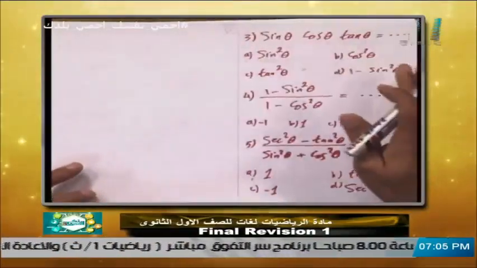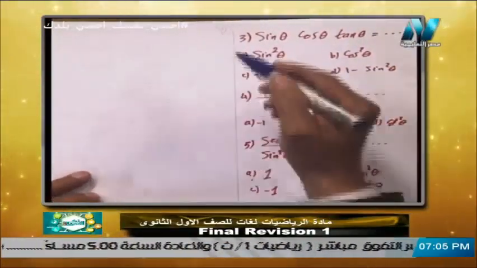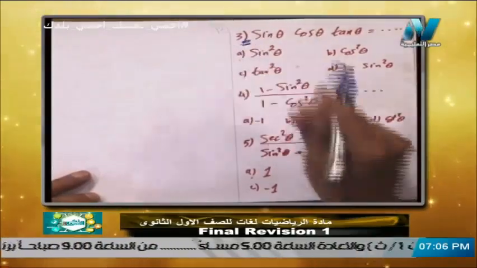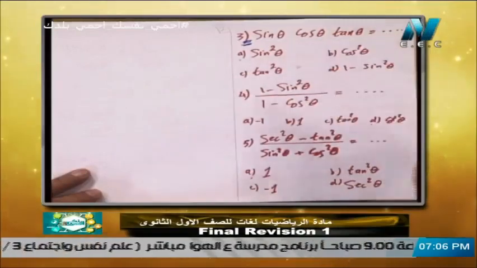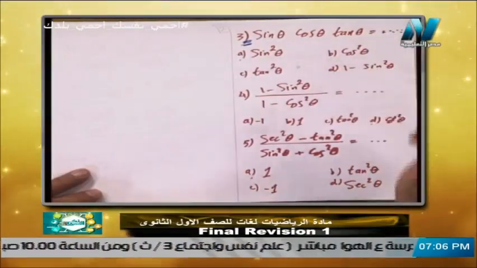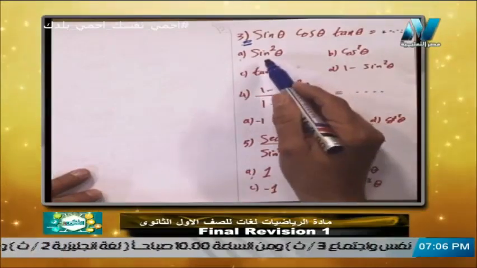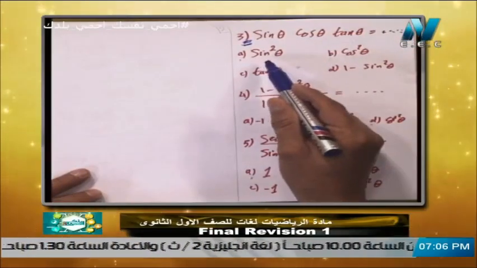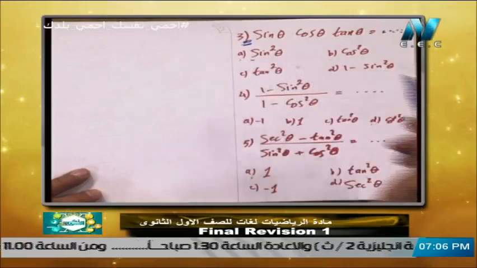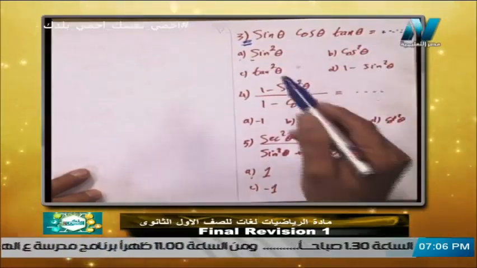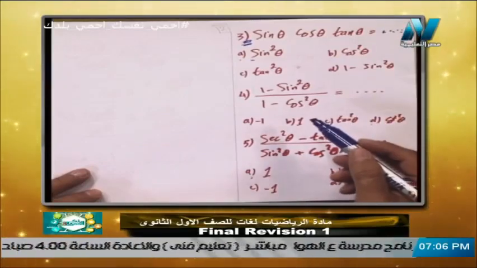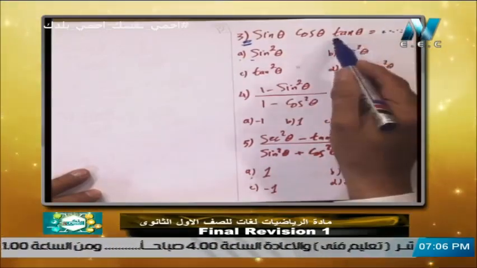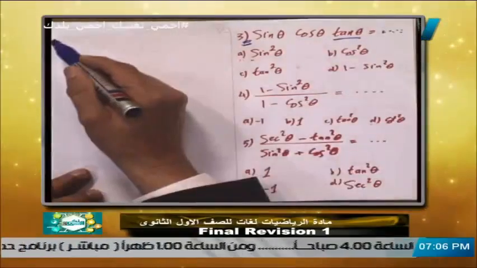Let's move directly to the question, number 3. The question number 3 here says that sine theta cosine theta tan theta equals what, in simplest form? Is it sine power 2 theta, cosine power 2 theta, tan power 2 theta, or 1 minus sine power 2 theta? Let's expand here for tan.